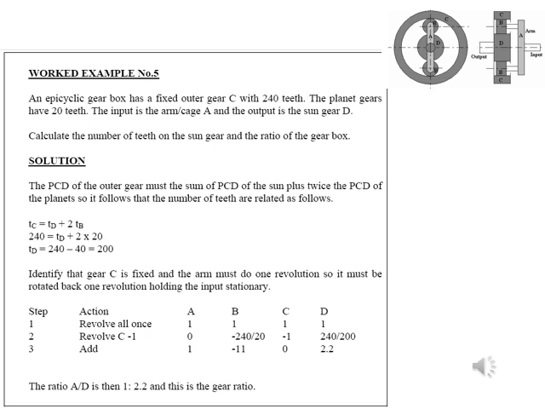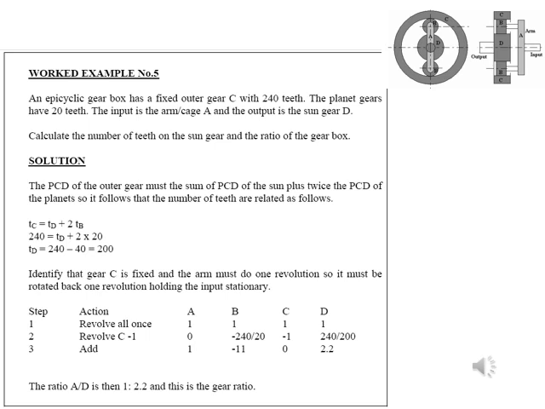So the pitch circle diameter of the outer gear must be the summation of the pitch circle diameter of the sun gear plus twice the pitch circle diameter of the planet gear. So it follows that the number of teeth are related as follows: TC, the number of teeth at gear C, should be equivalent to TD, the number of teeth of sun gear D, plus 2TB. You have two planet gears B, so you have 2TB.